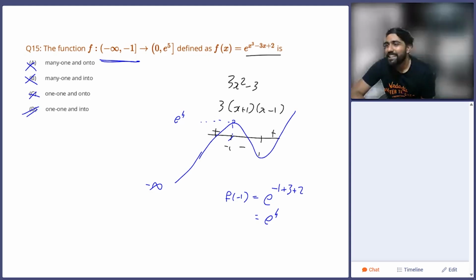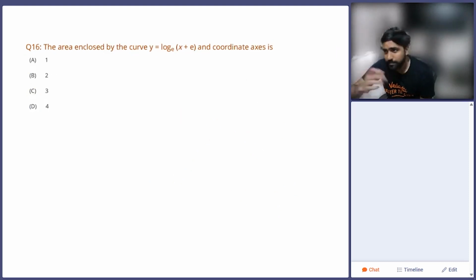Okay. All right, everyone. The idea is clear. Basic, simple manipulation. Okay, moving on. Let's have a look at another one. So what do we have here? The area enclosed by the curve y equal to ln x plus e, and the coordinate axis is what?